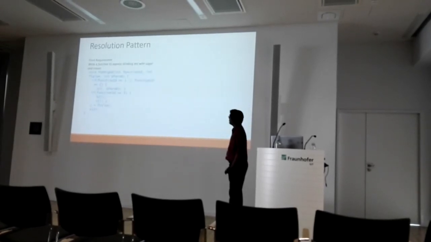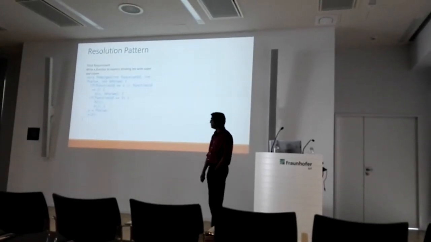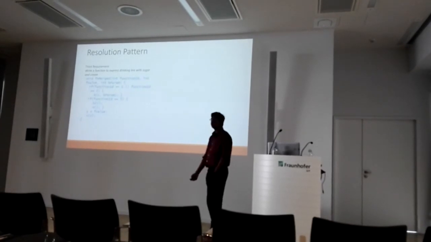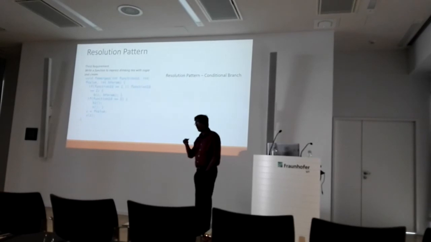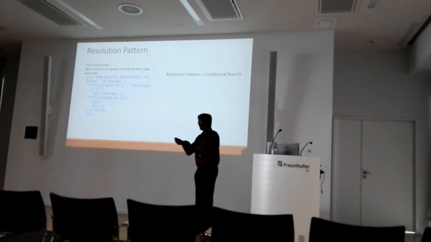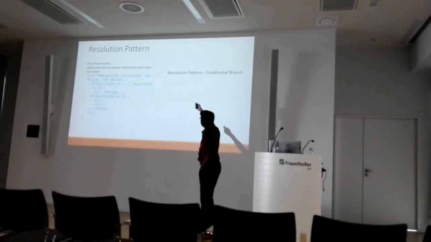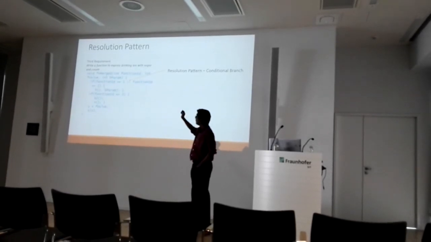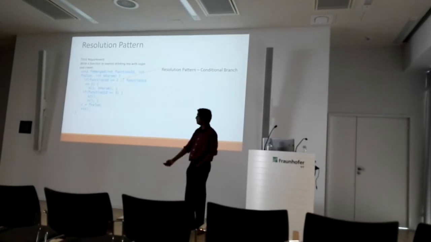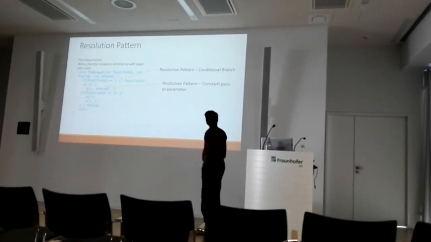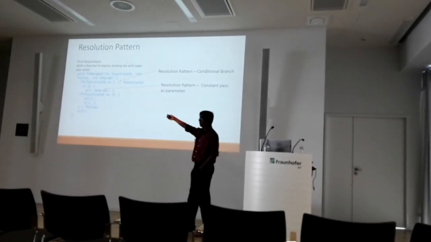Let me go back to the previous example and drive home again what a resolution pattern is. A resolution pattern, as we saw, is a way to resolve each kind of difference. Here, the resolution pattern is a conditional branch, where it said if it's from these two functions, then execute this code. The resolution pattern here is a constant passed as a parameter. Before it was bread and butter.